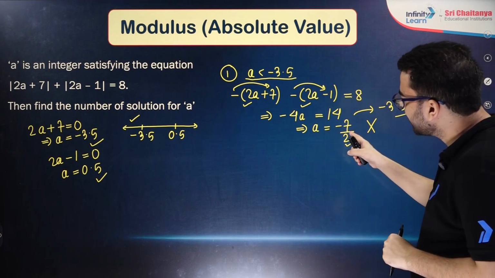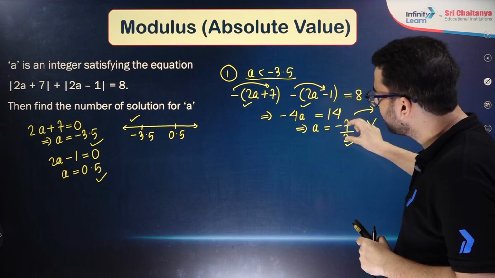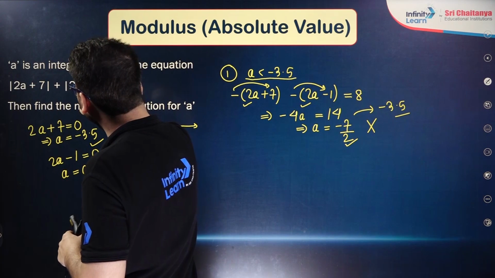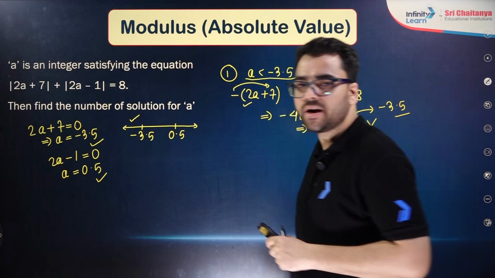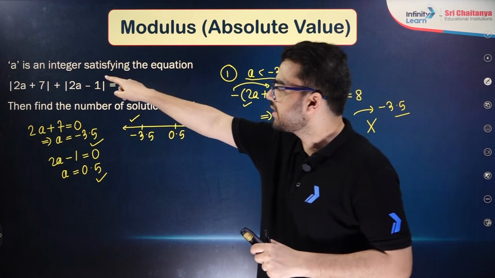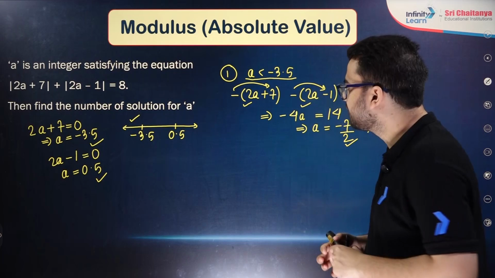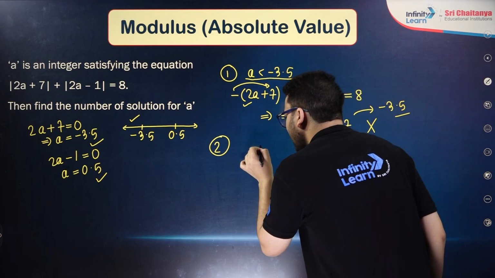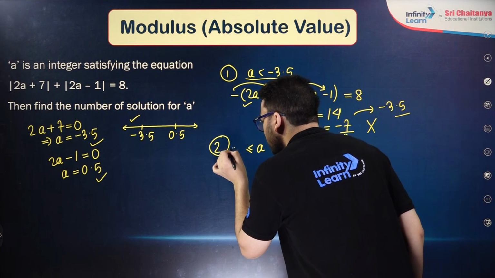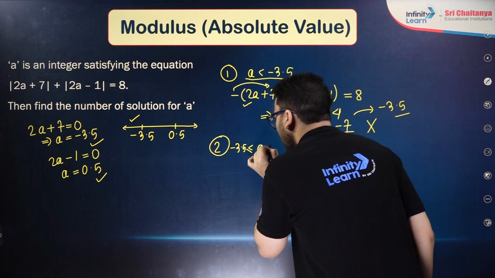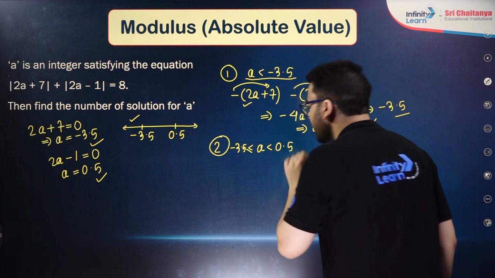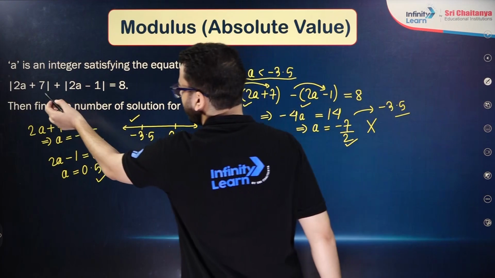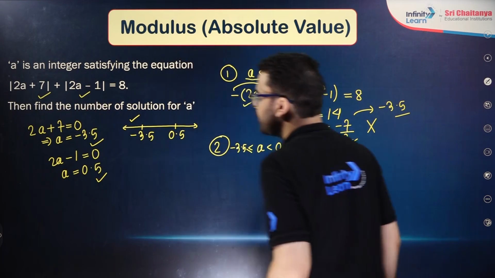You can again check minus 7 by 2 over here. If you put it over here, that will be 0, and minus 7 by 2 will be a solution, but we can't take it because it's given over here that a is an integer. That is the first thing. Now the second category which we can take over here, can I take a greater than or equal to minus 3.5 and less than 0.5 over here, suppose? Yes or no? So when I do that, this will open up positive and this will open up negative.